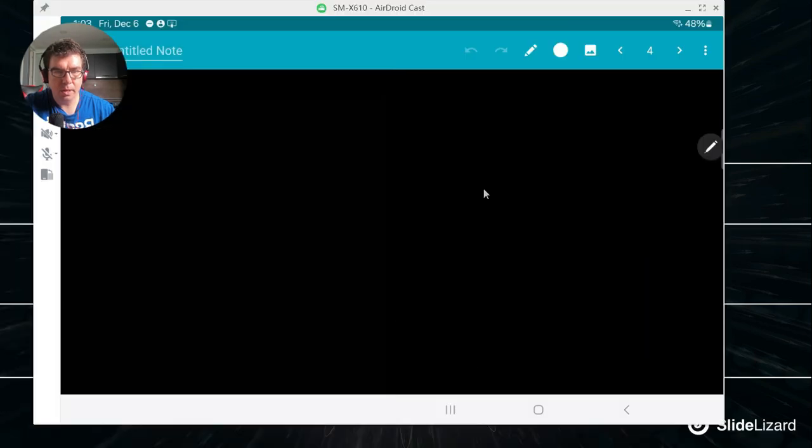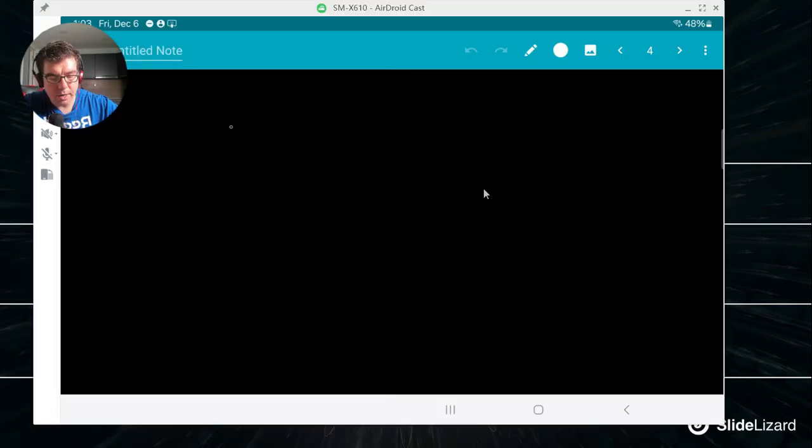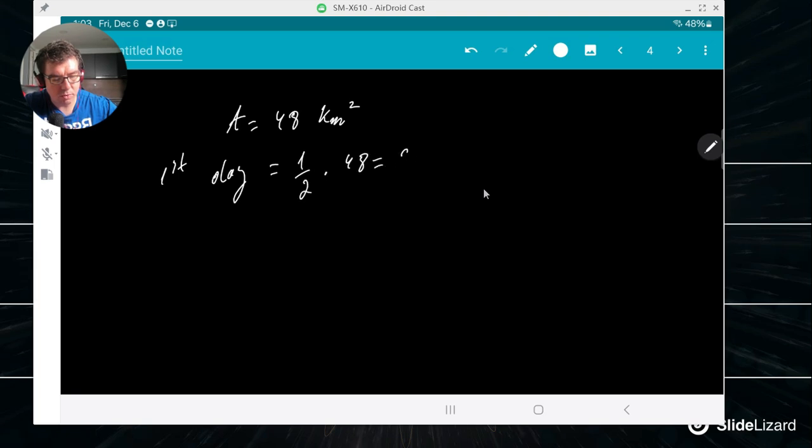So the area is 48 kilometers squared. Now for the first day he did half of that, so it will be 1/2 times 48, which is 24 kilometers squared. Then on the second day he did a third of the total area, so 1/3 times 48 is 16.